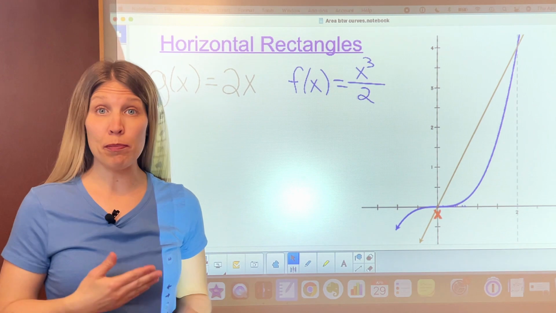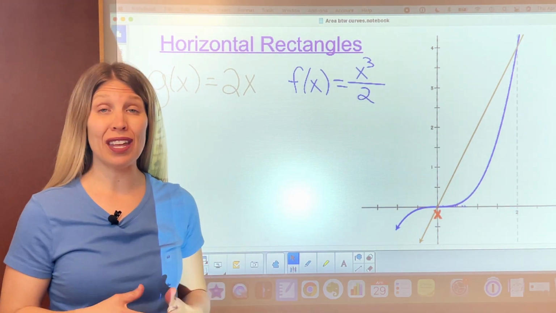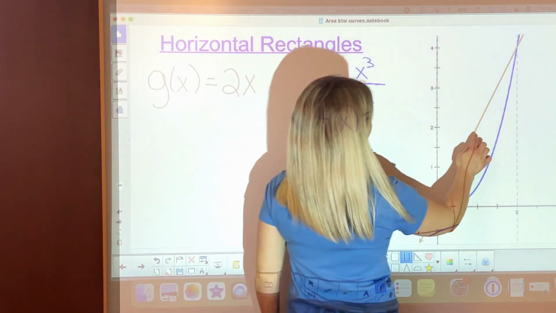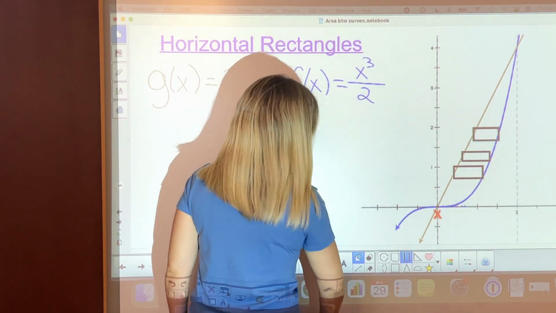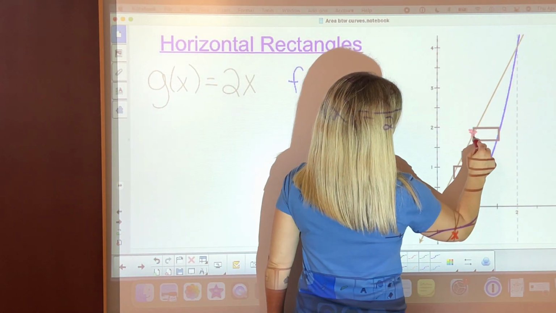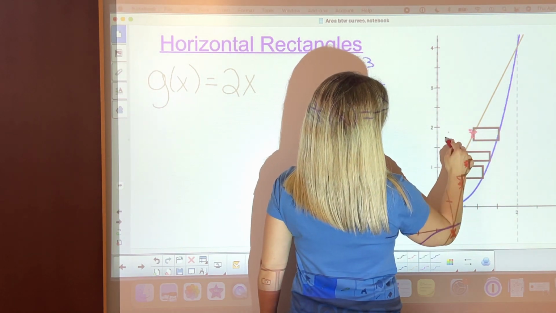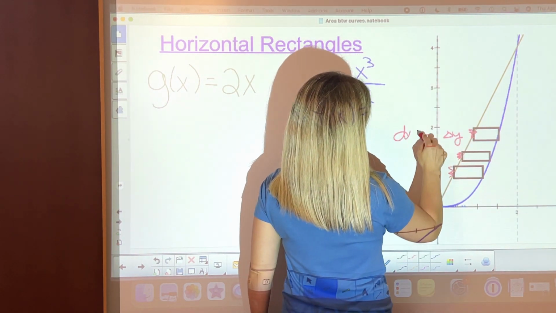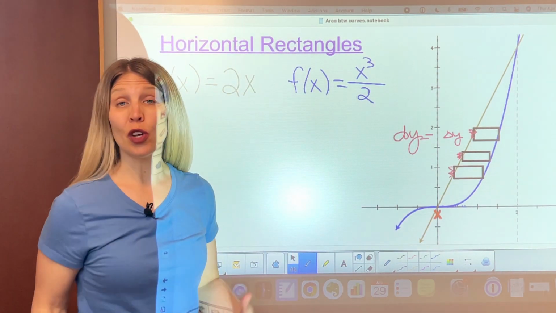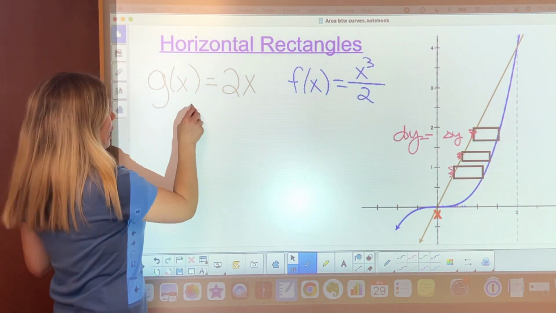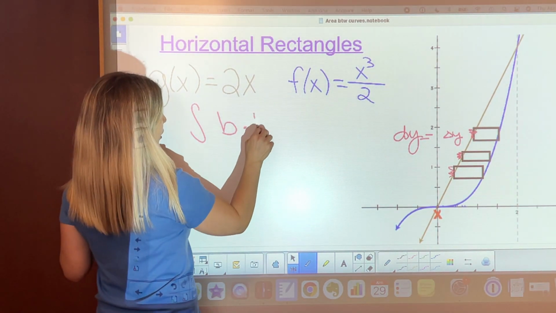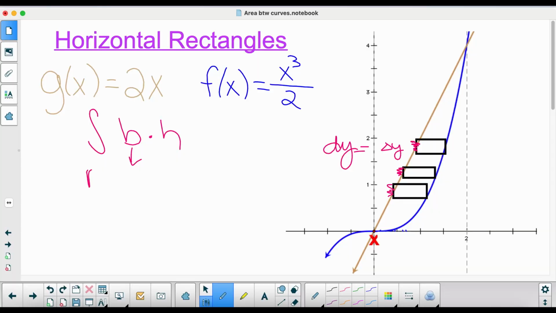So now we're going to look at the same problem, but do horizontal rectangles to show you that it can be done the same way. This time, our rectangles are going to go this way between our two functions, and you will notice then the tiny changes are in our y values, which means this is going to be a dy problem. So y is going to be the boss when you're setting up your bounds and writing out your function. So again, we're going to do base times height. And our base for these equations are going to be the right function minus the left function times our height.